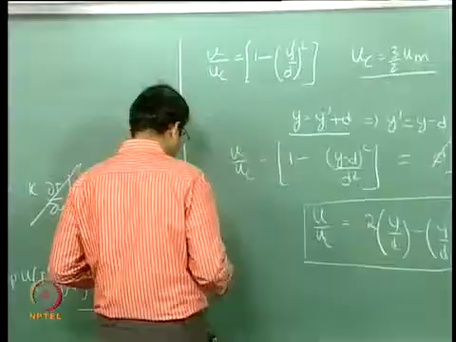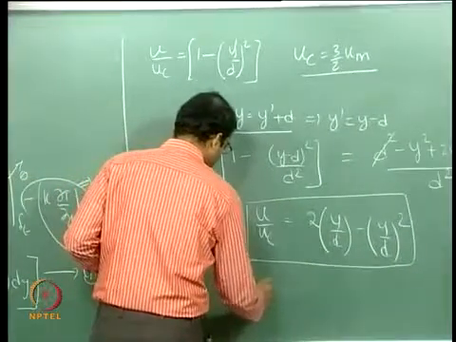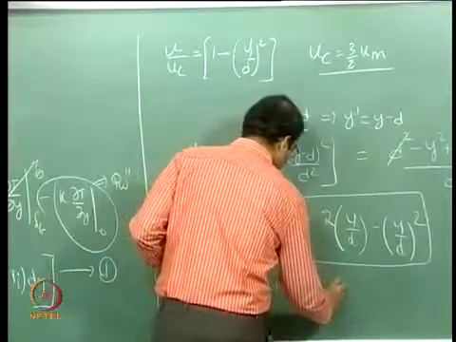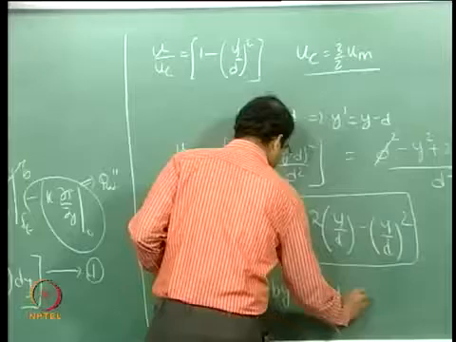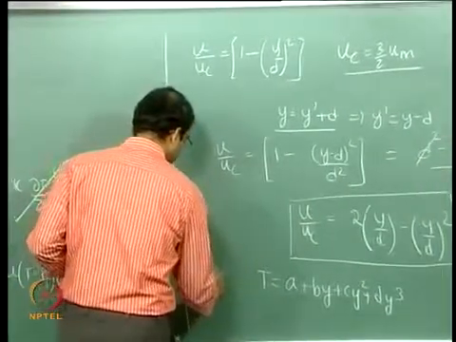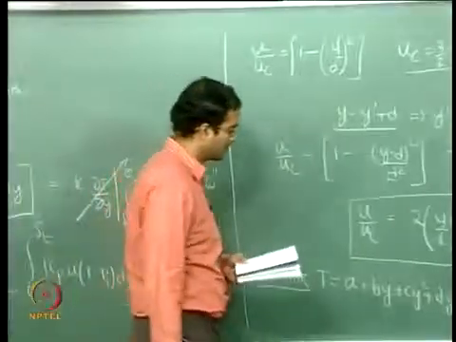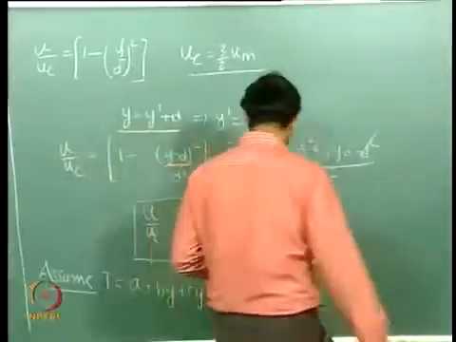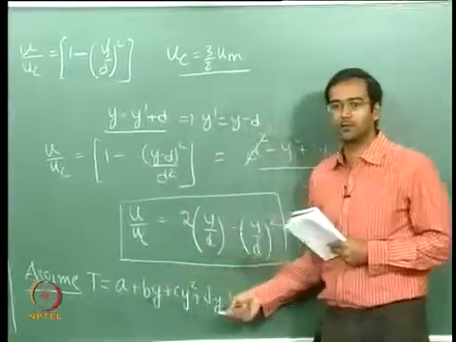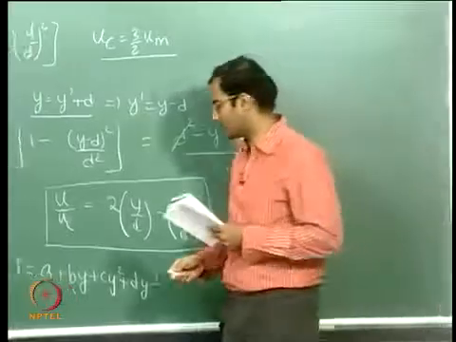So we can assume a cubic temperature profile, okay, A plus by plus cy square plus dy cube. So this is where you approximate or assume. Now in order to get the coefficients of the polynomial, we need to have how many boundary conditions? 4 boundary conditions. Okay, so what are the boundary conditions?